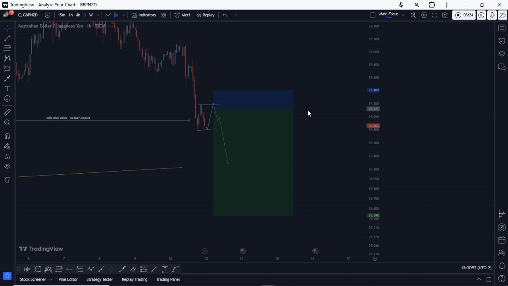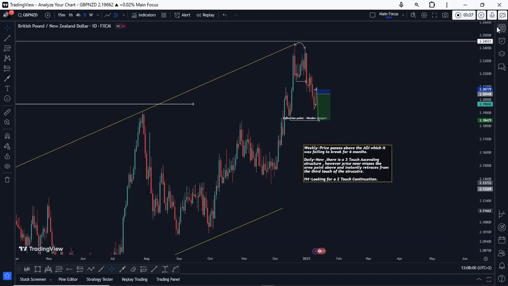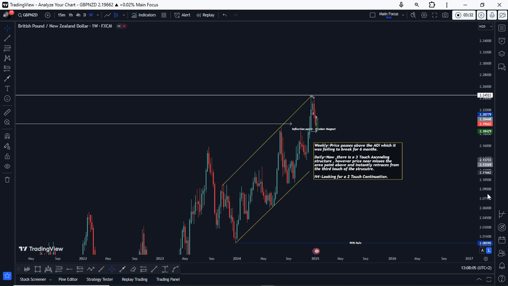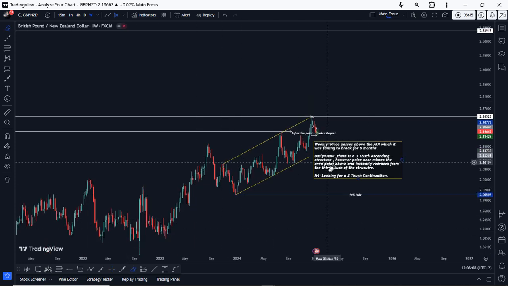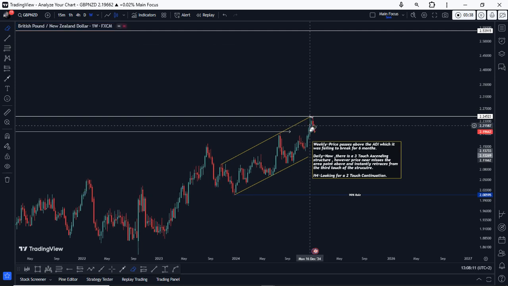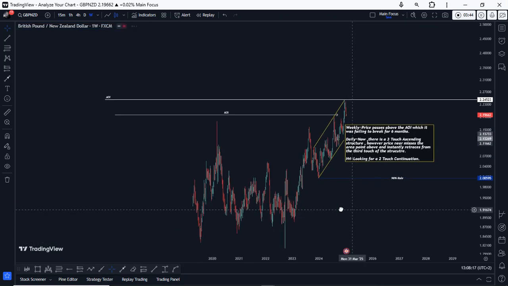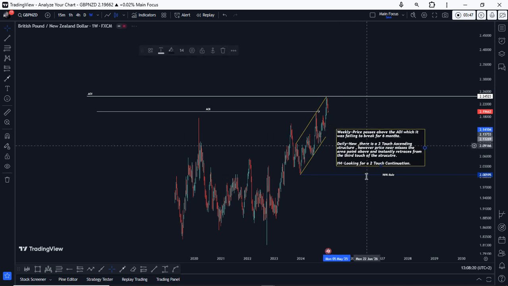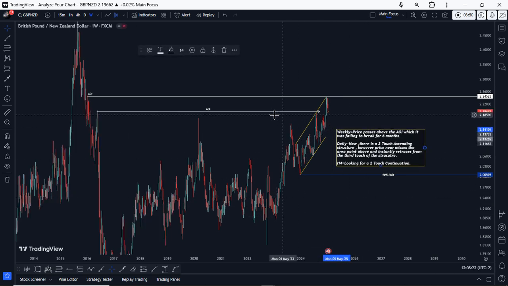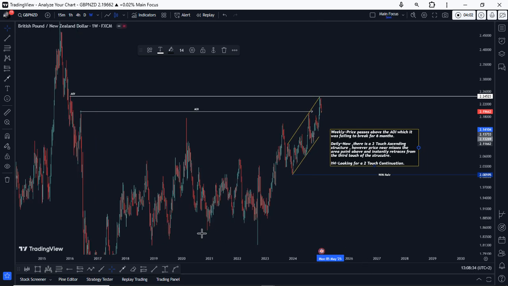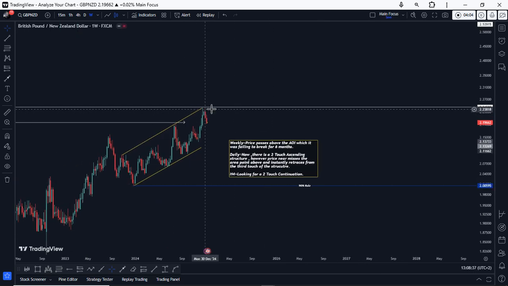On our pound NZD, we've got a beautiful structure happening. Let us begin on the weekly. Let me remove this. One, two, and three. On the weekly, as we can see, this is the price action we have got. Price passes above this area of interest, which had failed to break for 6 months, and it is now reaching out towards this area of interest, but near misses it and forms a rejection on the dead touch.